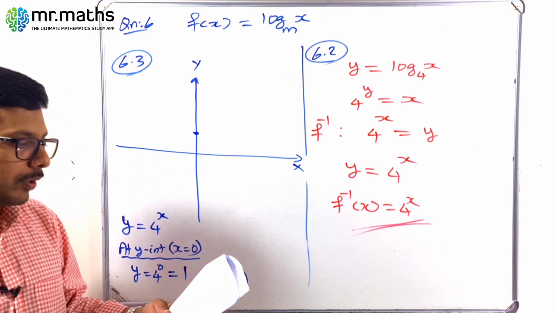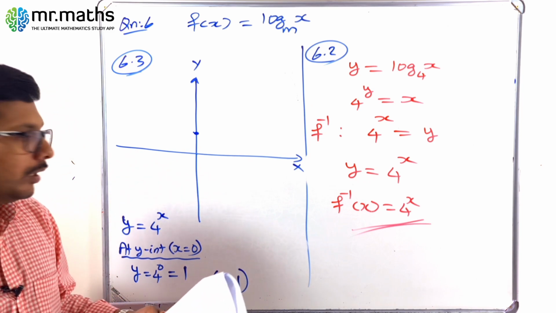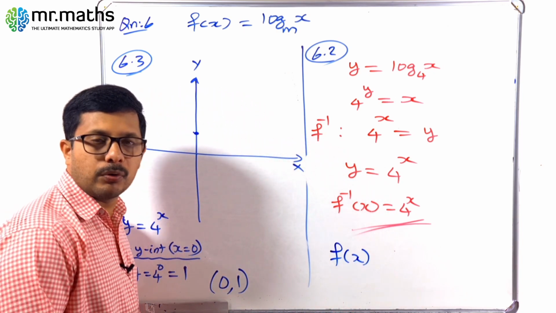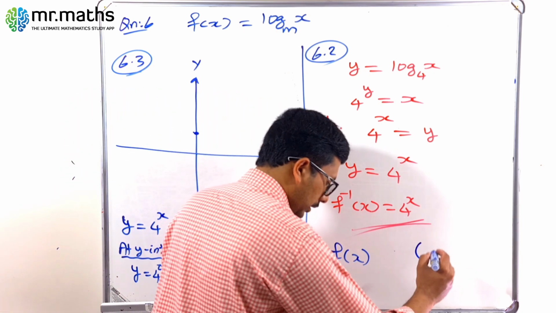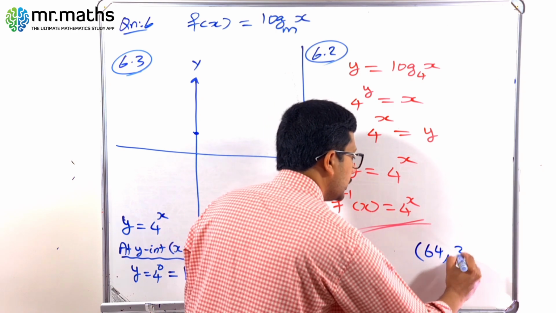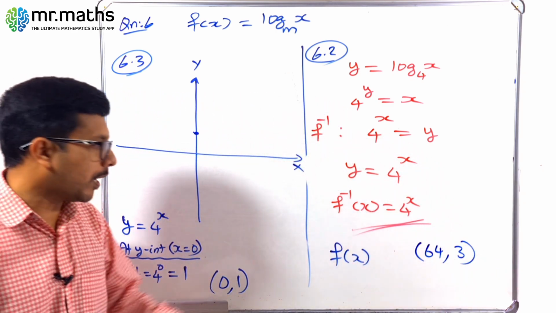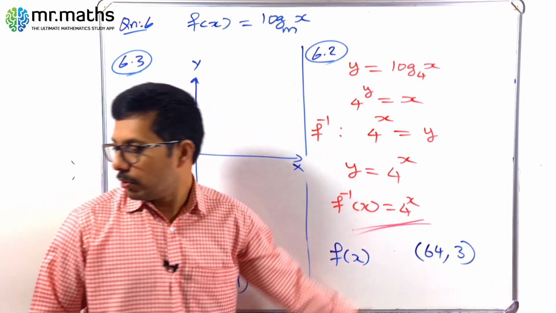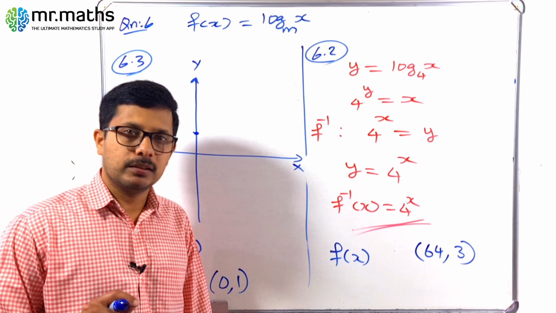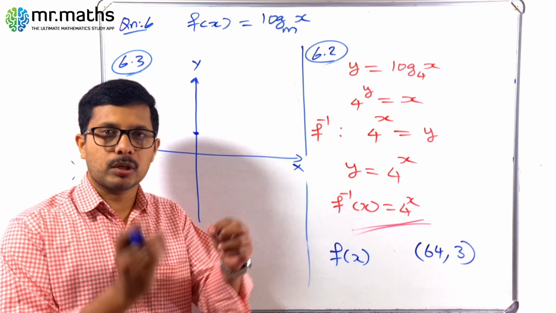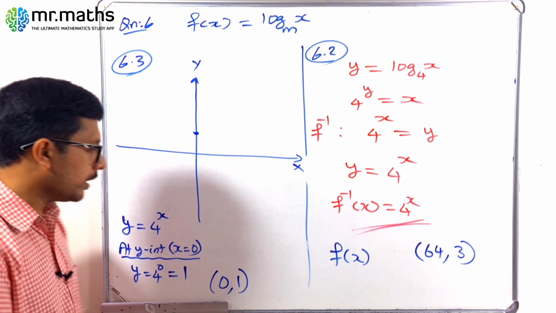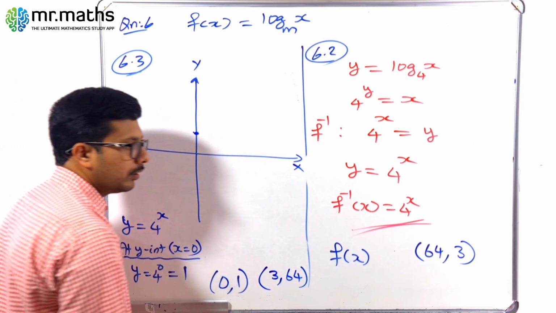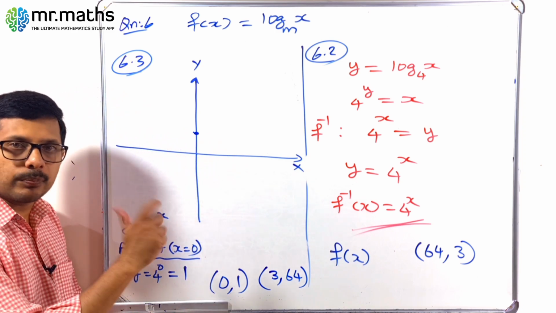What is 6.1? They are saying that on the f of x graph, there is a point 64, 3. This f of x graph is passing through the point 64, 3. So what about f inverse of x? When you want to find f inverse, you are supposed to swap x and y. So f inverse of x is passing through the point 3, 64. You have to swap that one.